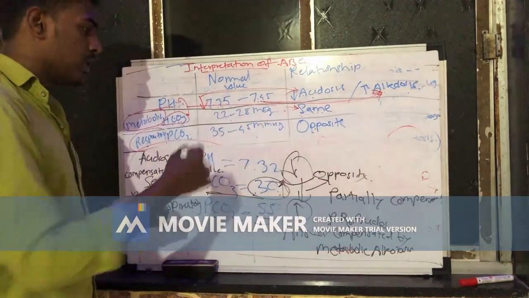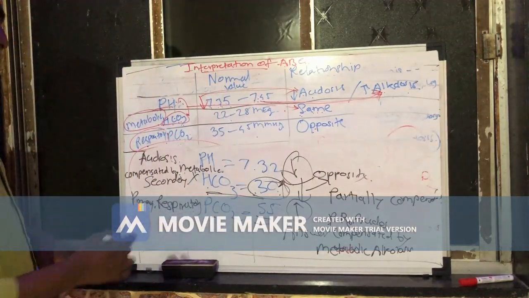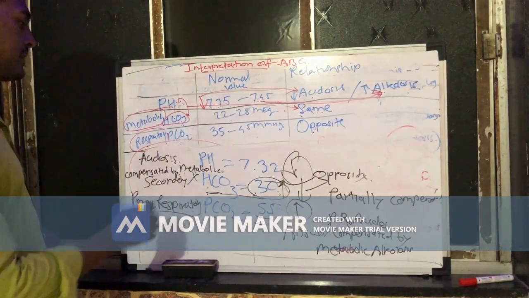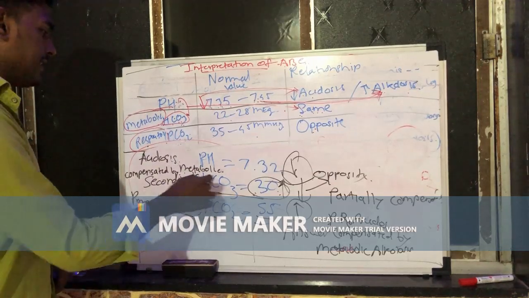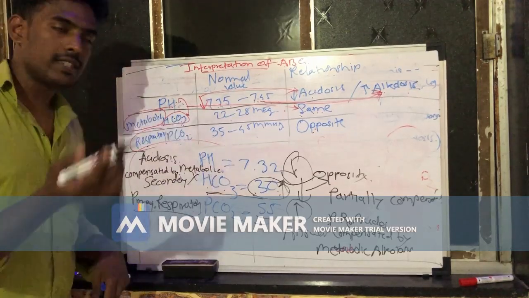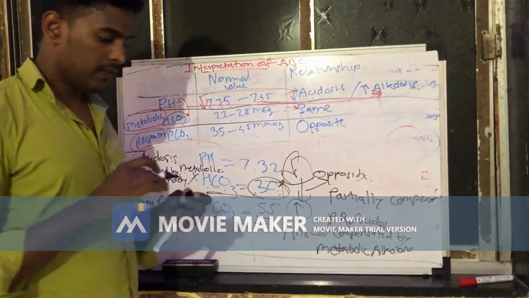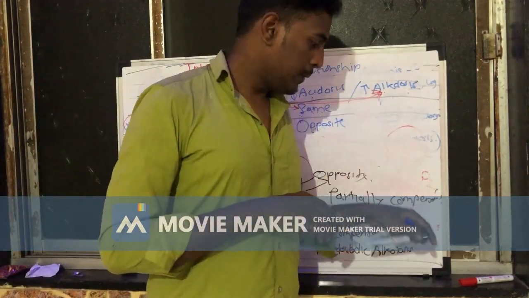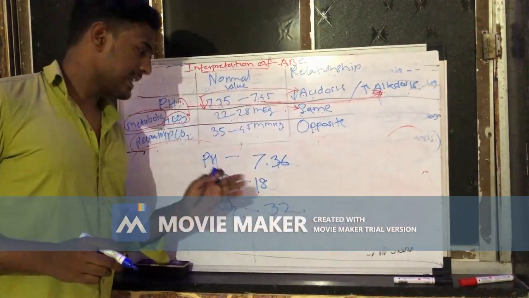Okay, give me the answer overall. Partially compensated primary respiratory acidosis compensated by metabolic alkalosis. So this is the answer of this equation. Hope you all understood.